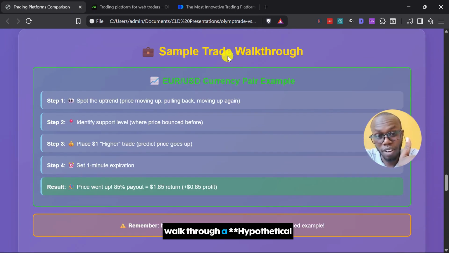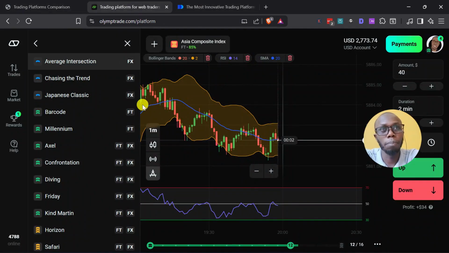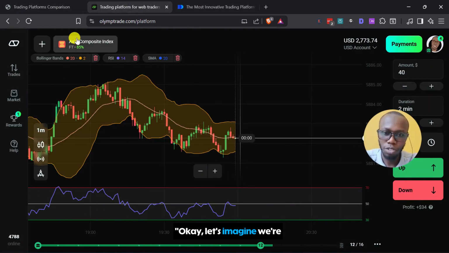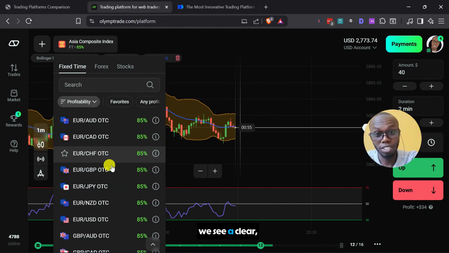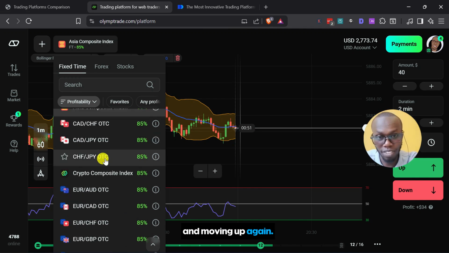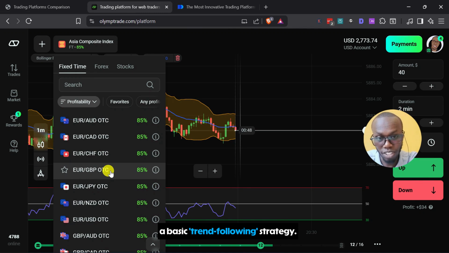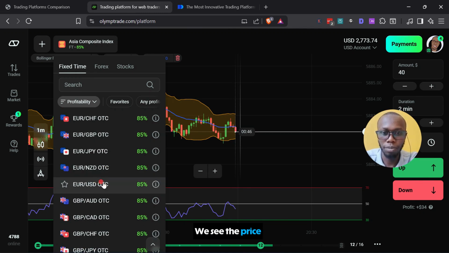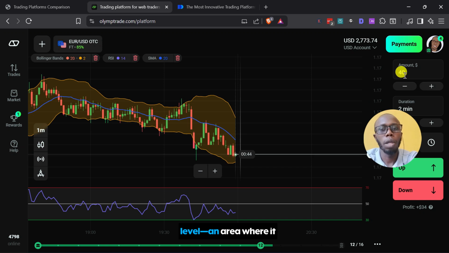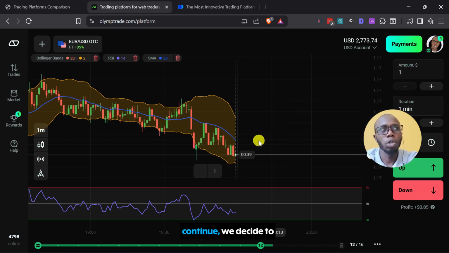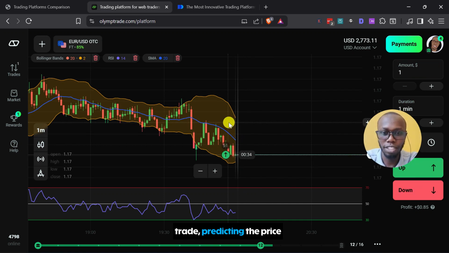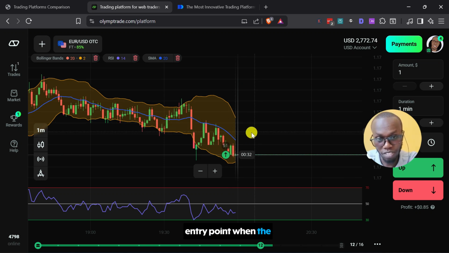Now let's walk through a hypothetical beginner trade. Okay, let's imagine we're on Olymp Trade. We're looking at the EUR-USD currency pair and we see a clear, simple uptrend. The price has been moving up, pulling back, and moving up again. We're going to use a basic trend following strategy. We see the price has just pulled back to a previous support level, an area where it has bounced up from before. Believing the trend will continue, we decide to place a higher trade, predicting the price will be above our entry point when the trade expires.